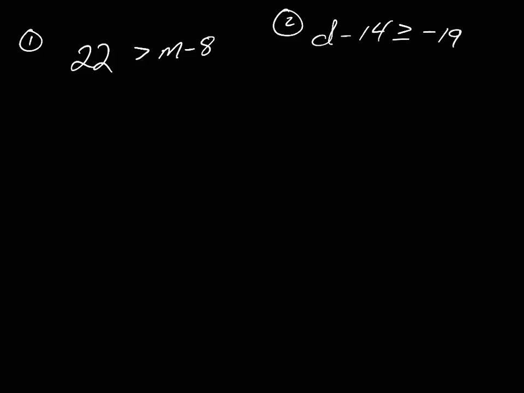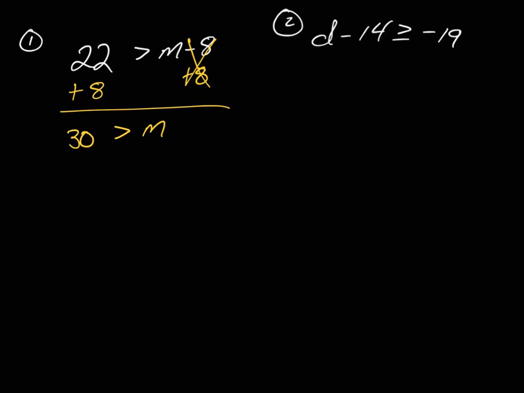Okay, let's take a look and see how you did. For number one, the first thing that I'm going to do is add 8 to both sides. Add 8 and add 8. This part is going to cancel out. 22 plus 8 gives me 30. I bring down my sign, which is the greater than sign, and I bring down the m.